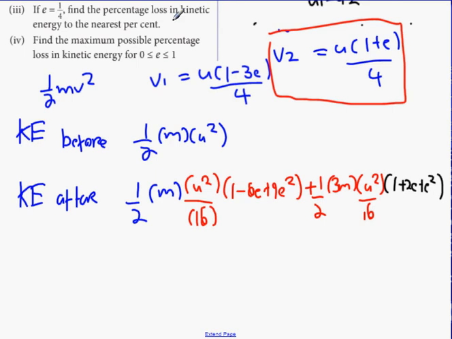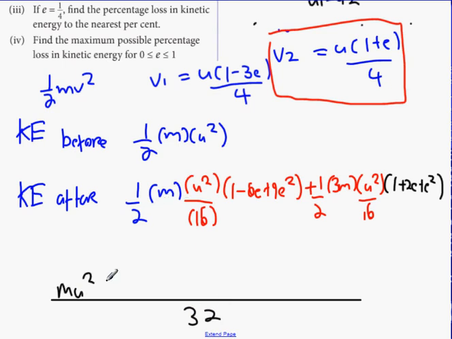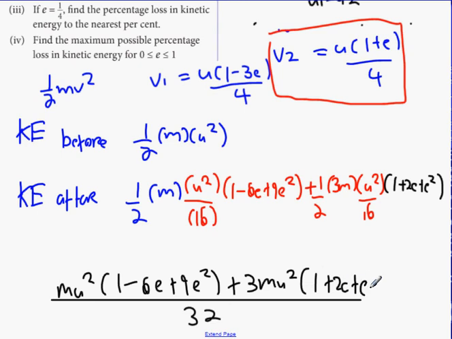Not going to even bother seeing if we can take anything out just yet. Just going to put all over 32. It's going to be mu squared into 1 minus 6e plus 9e squared plus 3 mu squared into 1 minus 2e plus e squared.